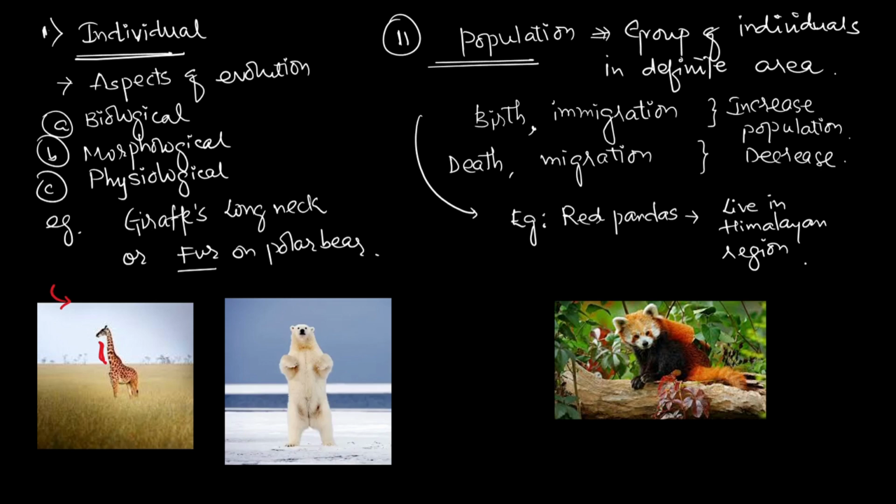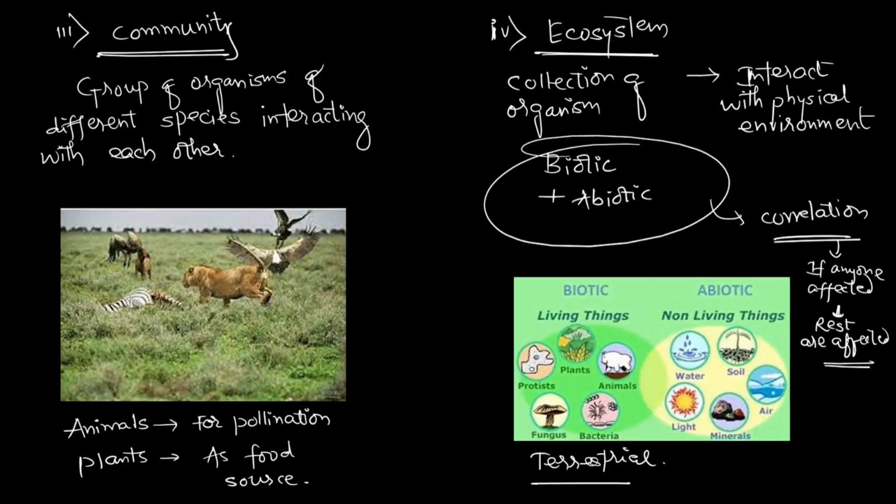Now, what is population with respect to ecology? Now consider the red pandas. Red pandas live in the Himalayan region and that is their habitat. When red pandas, considering it as a species, when groups of individuals live in the Himalayan region, that is said to be its population. Okay, simple. Moving on.